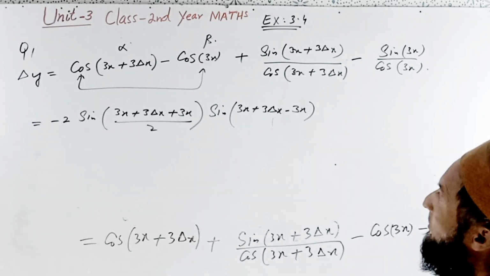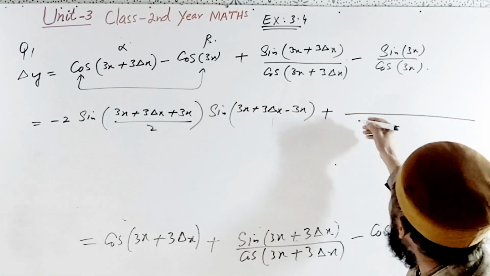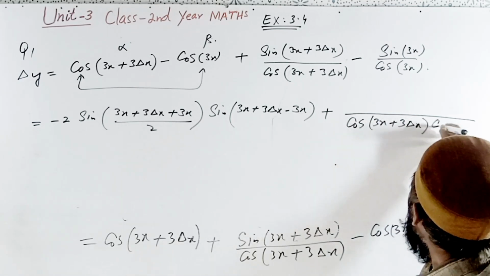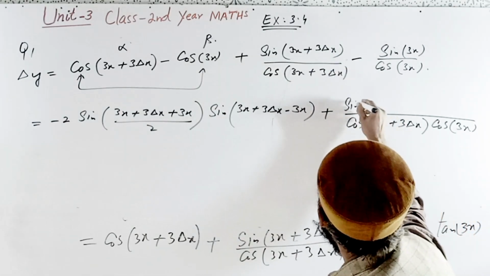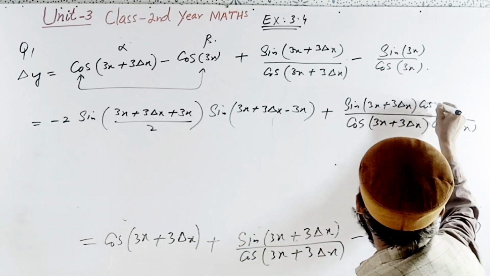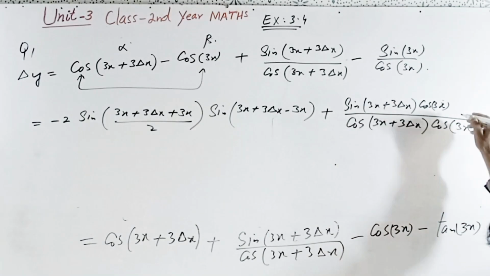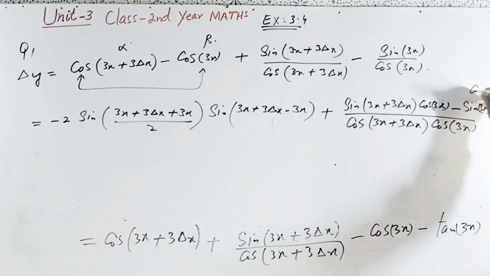Now plus, we take the LCM of the terms cos of 3x plus 3 delta x and cos of 3x. We multiply here sine of 3x plus 3 delta x times cos of 3x, minus sine 3x and cos of 3x plus 3 delta x.